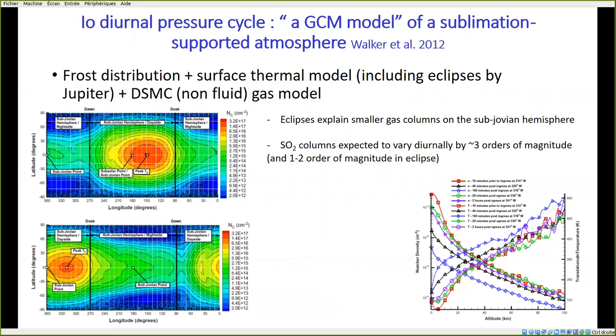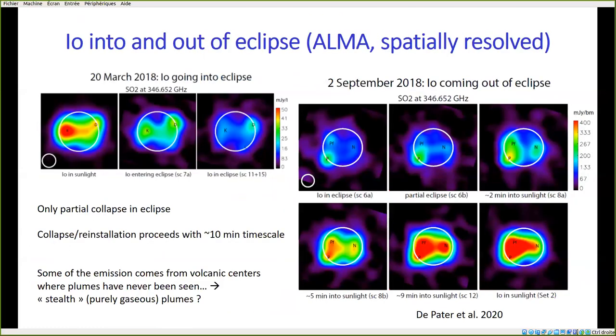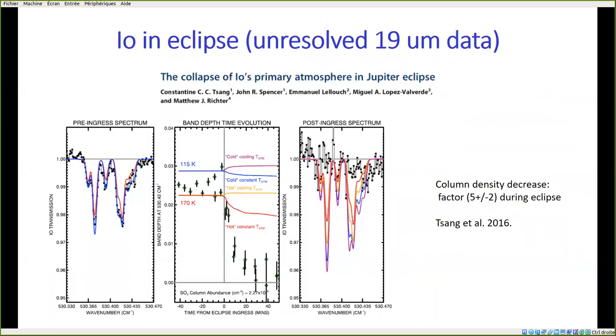What do the observations say about that? Well, of course, we cannot observe Io's night side from the Earth. So in recent years, people have tried to use eclipse by Jupiter as a proxy of the night side. And there is now a mounting consensus that there are variations of Io's atmosphere in eclipse, but not at the magnitude predicted by the sublimation only model.